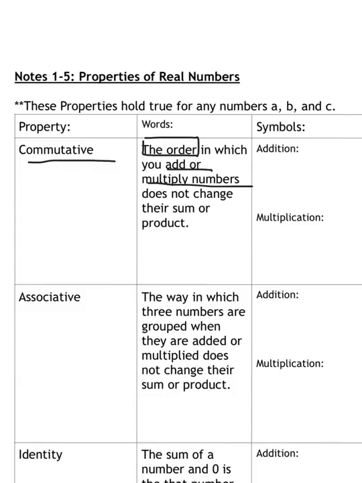Commutative property is the order in which you add or multiply numbers does not change their sum or product. So, for addition, when 2 numbers are added, the sum is the same regardless of the order in which the numbers are added. And for multiplication, when 2 numbers are multiplied together, the product is the same regardless of the order in which the numbers are multiplied.